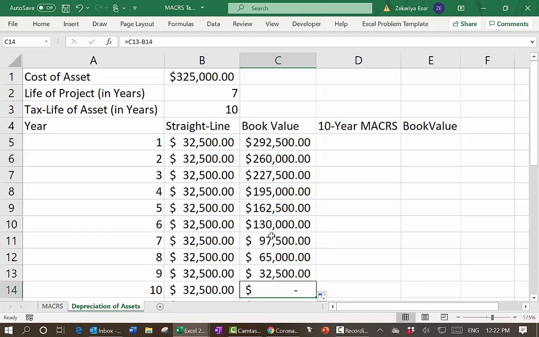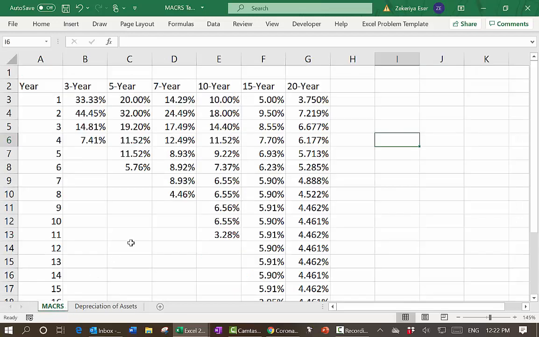Now, IRS also has different depreciation schedules. These are called modified accelerated cost recovery system. Let me show you the table, and I'm gonna make this table available to you. Certain assets have 3-year MACRS. For example, computers would be in this category. Even though it's a 3-year MACRS, you actually write off the entire asset in 4 years, but you do it at an accelerated pace.